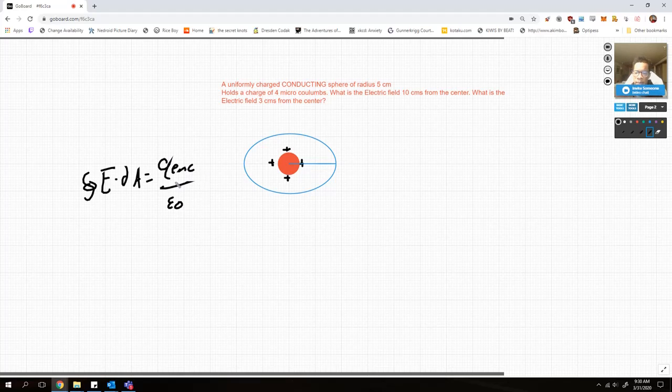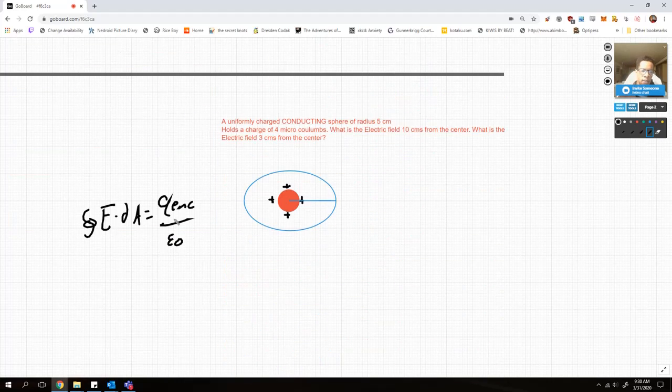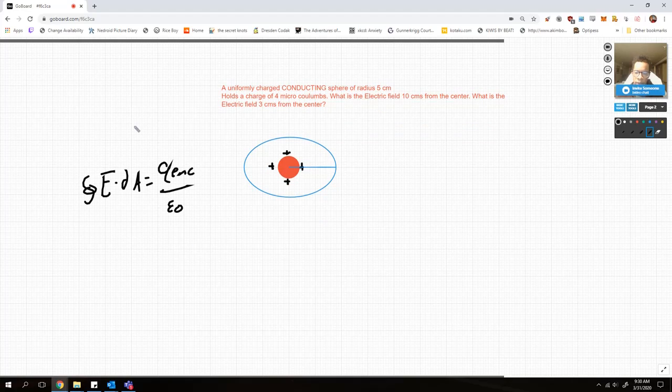Something else is sometimes I write lowercase q or capital Q. It doesn't matter. They're the same in this case. I just sometimes switch it for some reason. But okay, here's my Gauss's law, and now I can start working with it.